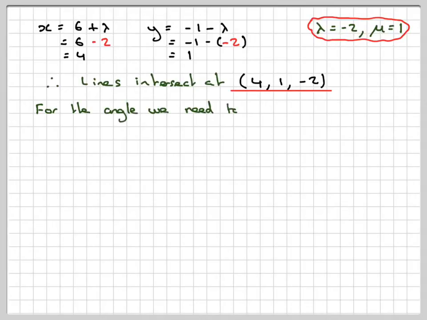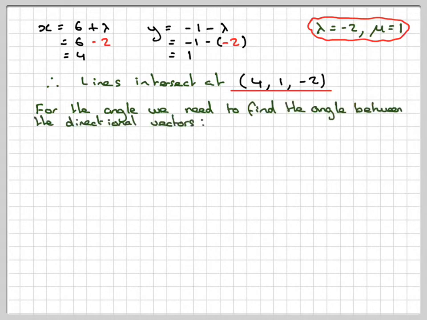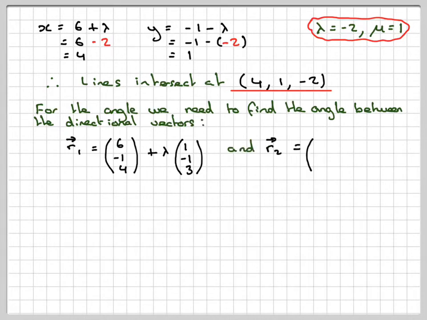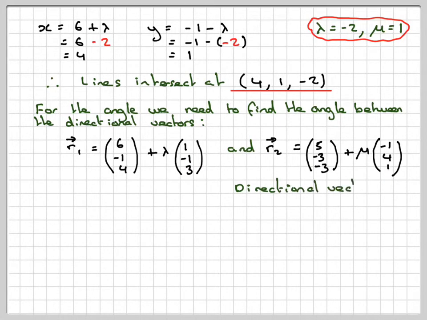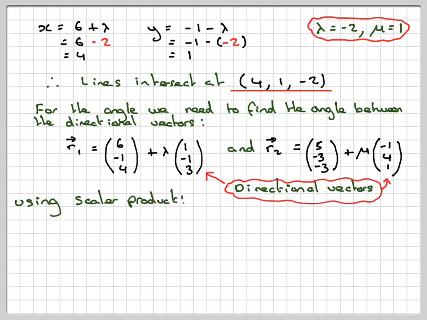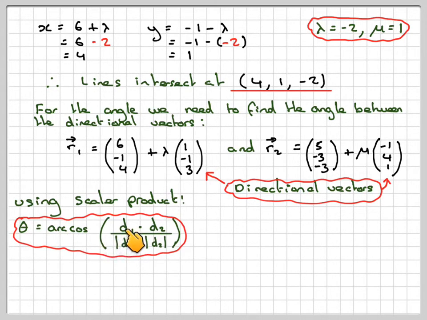So for the angle, we need to find the angle between the directional vectors, as I've just shown you. So write down the two equations again. We're going to need to consider this vector here and this vector here. So considering the directional vectors, using the scalar product, theta will be arccos. Arccos means cos to the minus 1 of the dot product, or the scalar product, between the directional vector of the first one and the directional vector of the second one, divided by the magnitude of the vector of the first one and the magnitude of the vector of the second one.